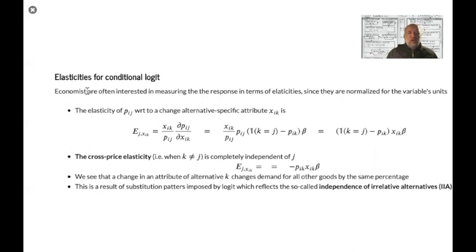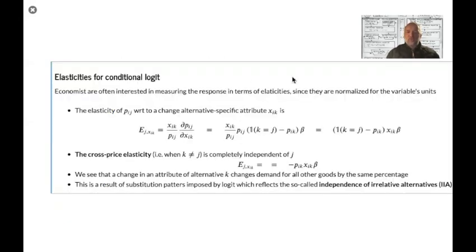Economists are often interested in measuring the response in terms of elasticities, since they are normalized for the variable units. Sometimes it's hard to compare marginal effects or partial effects across different variables, because you forget what is measured in thousands and what in hundreds, and so on. So that's why we often calculate elasticities. The elasticity is x divided by the probability, times the derivative of the probability. That's the definition of the elasticity.